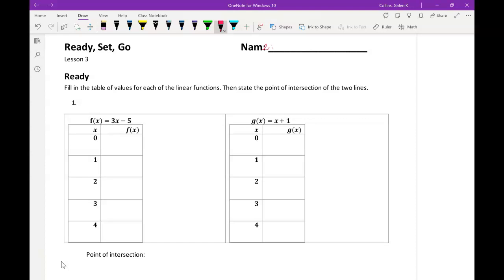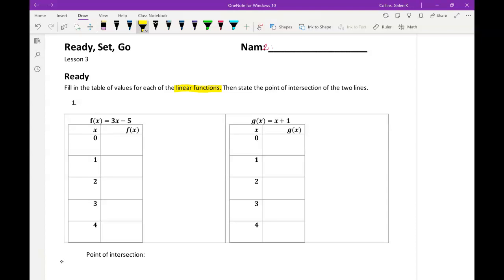Okay, so in the Ready portion of this, we are asked to fill in the table of values for each of the linear functions. So we should be able to recognize from the way the explicit equations are written that these are linear functions, but we're also told that. And then we are asked to state the point of intersection of the two lines.